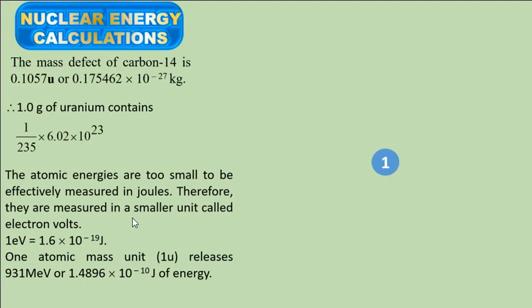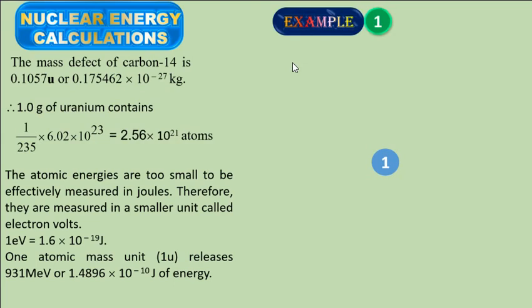Then, what's the implication of all this? 1 atomic mass unit, 1 u, releases 931 mega electron volts, or if converted to joules, 1.4896 times 10 raised to the power minus 10 joules of energy. That's the energy released in joules by 1 atomic mass unit. Now, if that is the case, we need to understand these things because we are going to employ them in carrying out calculations. And that's why we're starting with calculation number 1.